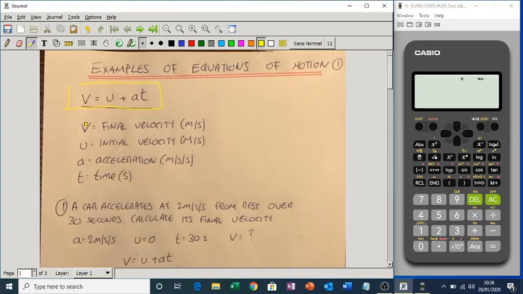Like we discussed, v is final velocity in meters per second. u is initial velocity in meters per second. That's a posh word for starting. a is acceleration in meters per second squared, and t is time in seconds. So using this formula, v equals u plus at, which we can rearrange in its various forms.